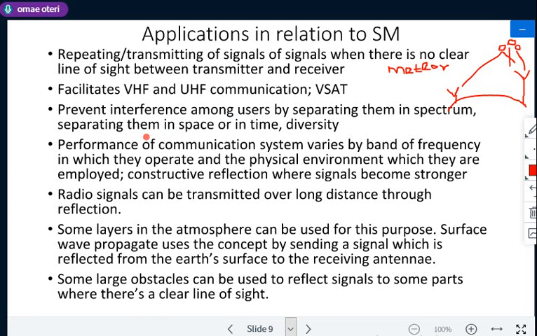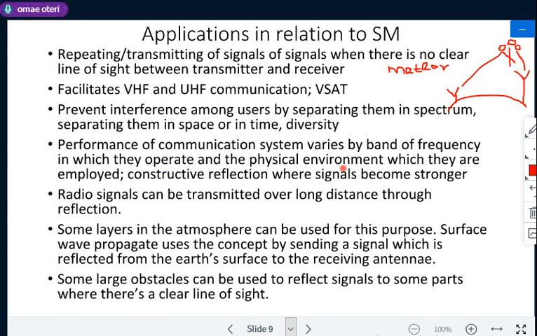You're also talking about interference among users. For the prevention of interference among users, usually you talk about the separation in terms of frequency. You can also do space and time diversity. This one I mentioned last time as well.